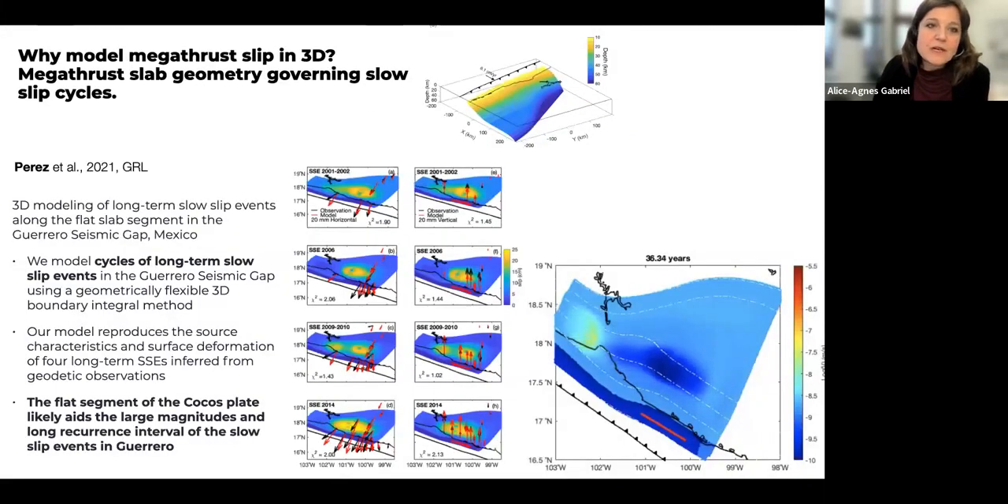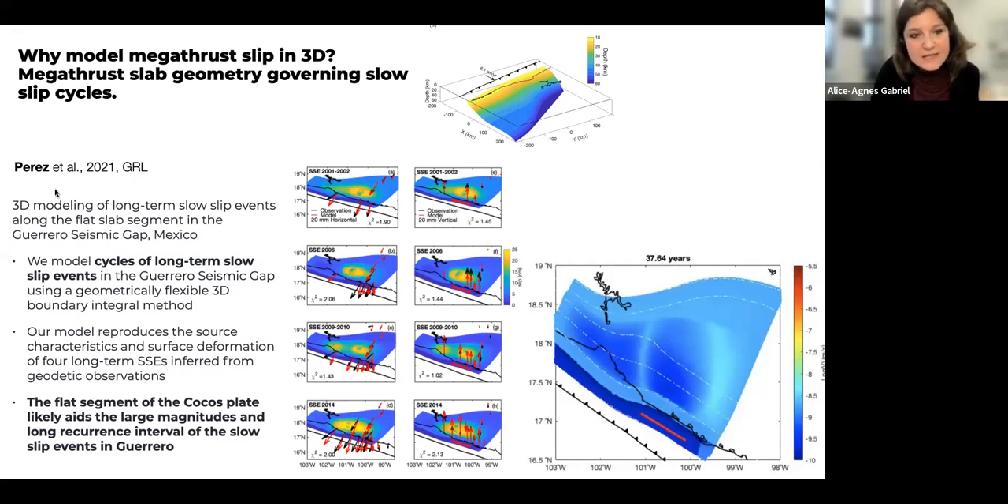And why do we want to model megathrust slip in 3D? So here's one motivation of a recent study where we've been modeling slow slip cycles in Mexico. And we've been showing that it's really interesting to account for 3D megathrust slab geometry and not be restricted to 2D. So Andrea Perez-Silva has been using models of slow slip cycles, no earthquake, just slow slip transients in the Guerrero seismic gap using a geometrically flexible 3D method.